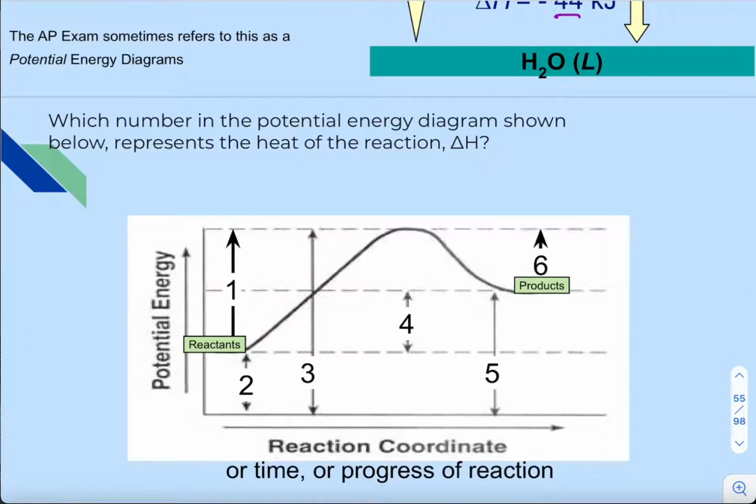So this question we've gone over before. It's just asking which one is delta H. Delta H is the difference between the reactants and the products. So where you start and where you end, okay? It's not the difference between the bottom of the graph and the top of the graph, or the bottom of the graph and the products. So the answer here is going to be number 4. That's the difference between reactants and products.